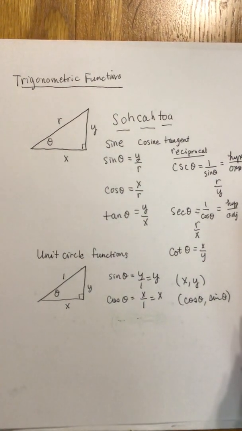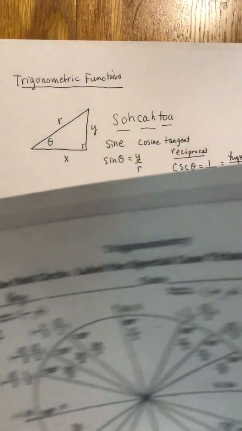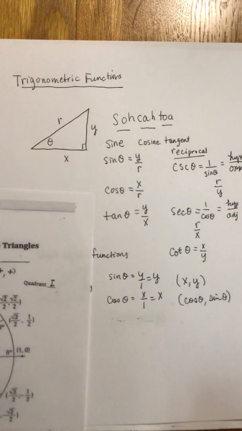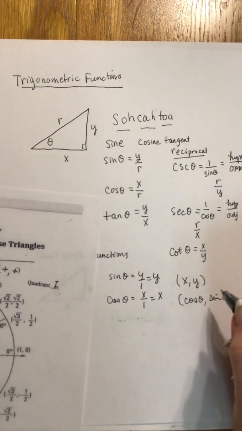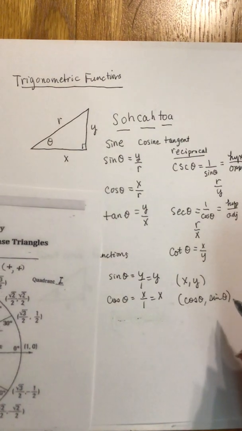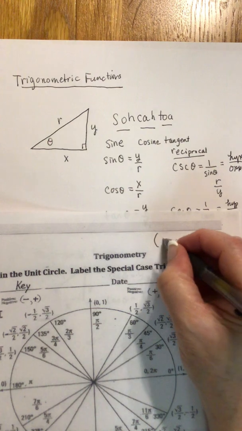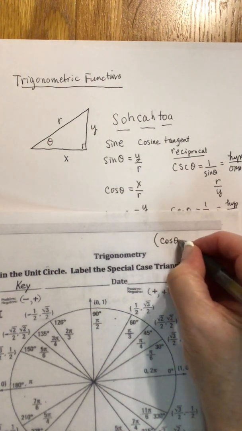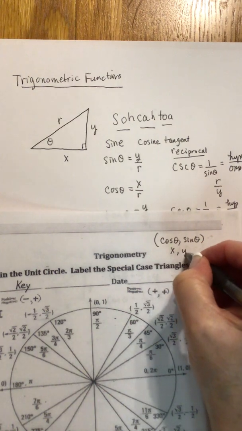So when we look at the things that we already looked at before in the unit circle, we're going to look up here at the top of the unit circle and we're going to write in the x comma y, cosine, sine. So we're going to do that up here at the top. So we have cosine theta comma sine theta, x comma y.